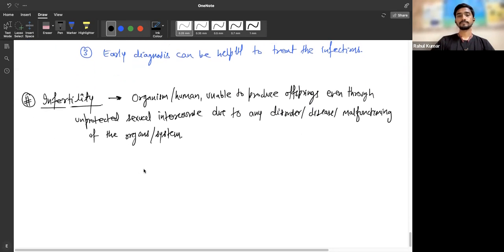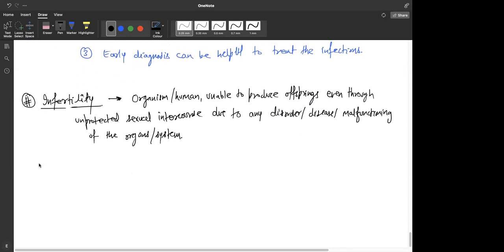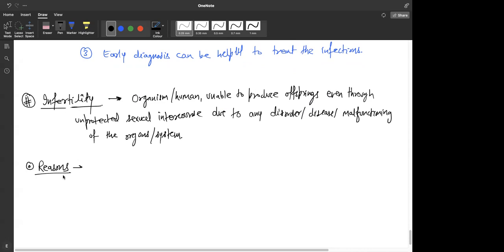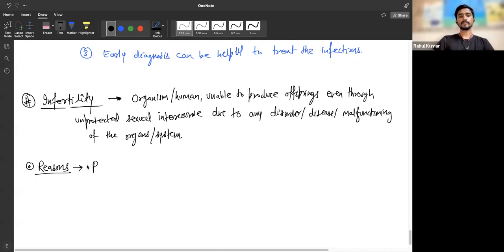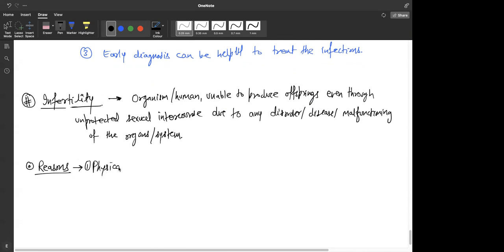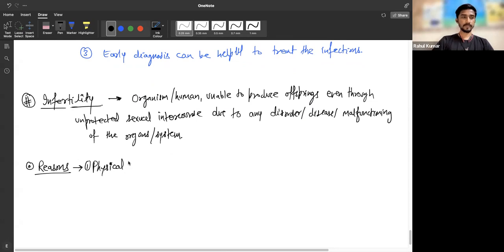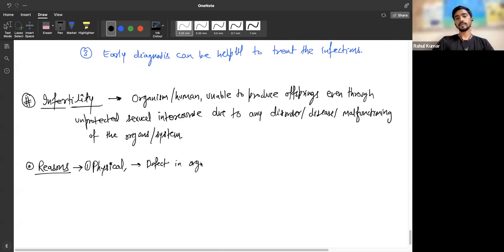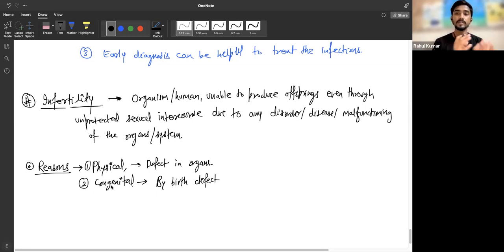Is it clear? Now, what could be the reasons for infertility? Psychological, physical. So first is physical. Physical is very obvious, right? First reason could be physical, that you have physical issues in the structure, the organs. So physical could be defect in organs, right? Then it could be congenital. What do we mean by congenital? By birth defect. So anything which is congenital is by birth. For example, congenital heart diseases. So they are by birth.